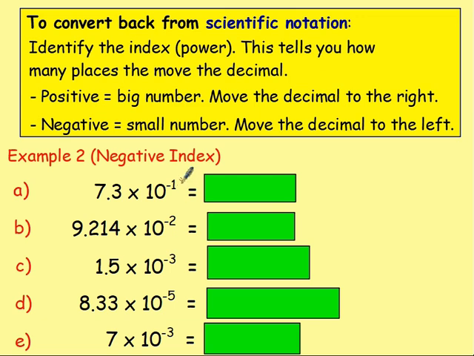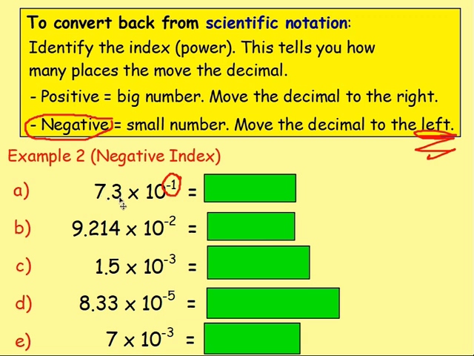So 7.3 times 10 to the power of -1. Oh, it's a negative. What do we do if it's negative? Well, you can see here, if it's a negative index, it means we're going to get a small number. We'll get 0 point something. And it means we're moving the decimal. What do we do? We move it to the left. Oh, is that all? Okay, I can do that. Good. Try it then, David. See how we get on.